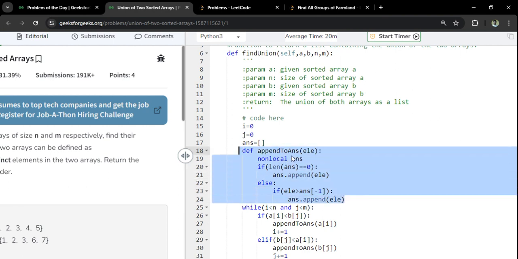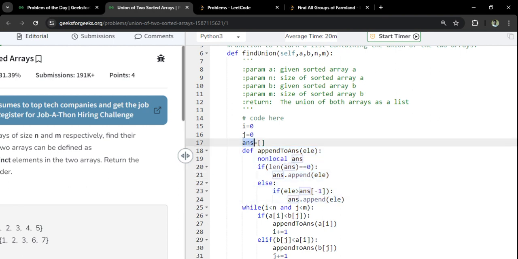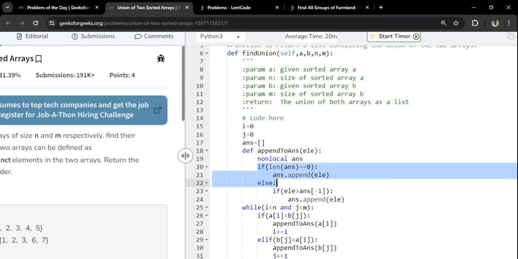Let us say this is going to be the answer array, the final answer. If the length of the answer is 0, that is, it's going to be the first element. In this case, simply append it, when there is no need to check anything.